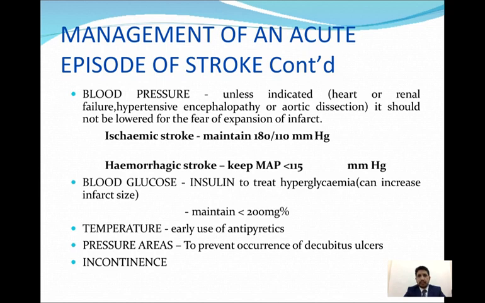But if a patient presents with hemorrhage, now our priority is completely different. We should lower the blood pressure. The recommendations say that the blood pressure should be lowered within 1 hour of presentation and keep mean arterial pressure of less than 115 millimeter of mercury. This is the single most important prognostic factor in hemorrhagic stroke.